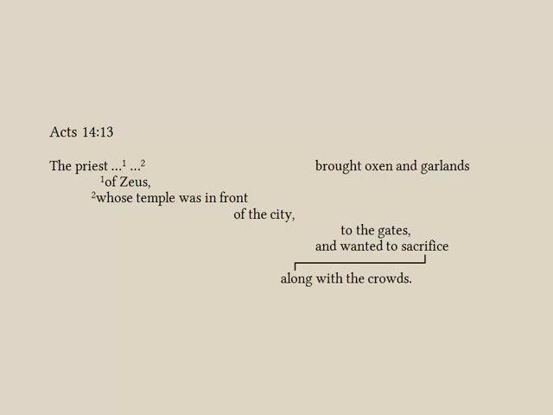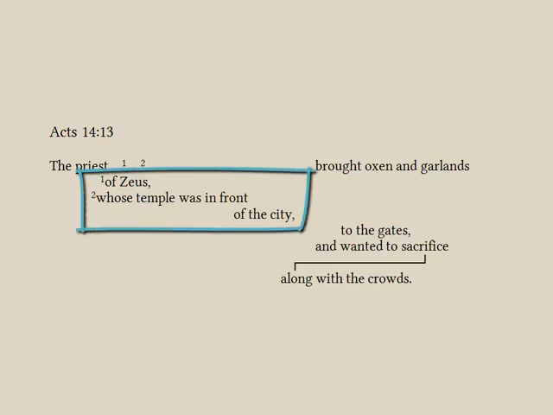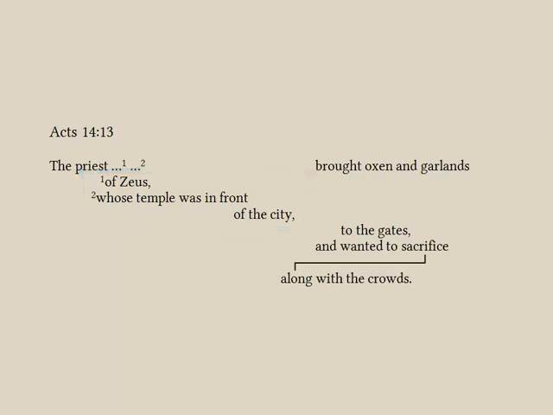The verb brought is moved to the right so the following material can be positioned under it. Otherwise the modifiers of the priest would block the line of sight, as it were. The prepositional phrase to the gates is under brought, telling us where he brought the oxen and garlands. The conjunction and introduces a second verb that goes with this same subject, so we have a compound sentence here. The second verb is coordinate with the first, as and indicates, so it's lined up flush with it.